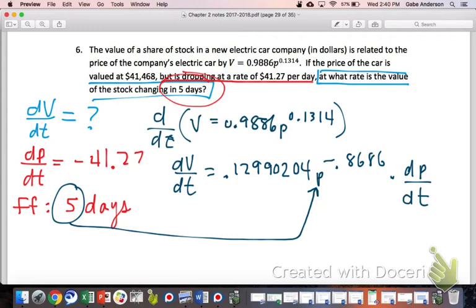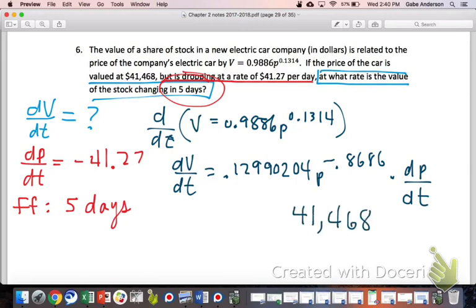What's the problem with that? P is price, 5 is days or time, right? So that's not going to do it for us. So the P must be related to the 5 days, right? Can I show you the other most common mistake here? $41,468 plugged in for P. Now we're talking about the same category, right? $41,468, that is the price of the car, but what's the problem with that? Yeah, that's the price of the car 5 days ago.